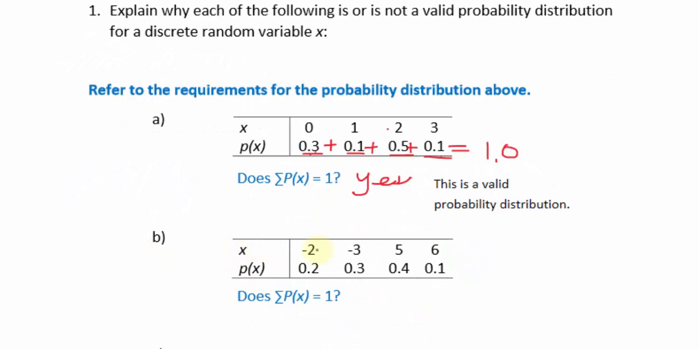In Table B, we have x values of -2, -3, 5, and 6. So it's okay if x is a negative number, but we want to make sure that none of the probabilities listed are negative numbers. So 0.2, 0.3, 0.4, and 0.1 are all positive numbers. What we're checking for is, does the sum of those probabilities equal 1? So 0.2 plus 0.3 would make 0.5, plus 0.4 makes 0.9, add 0.1, and that is 1.0. So the answer is yes. We have another valid probability distribution.